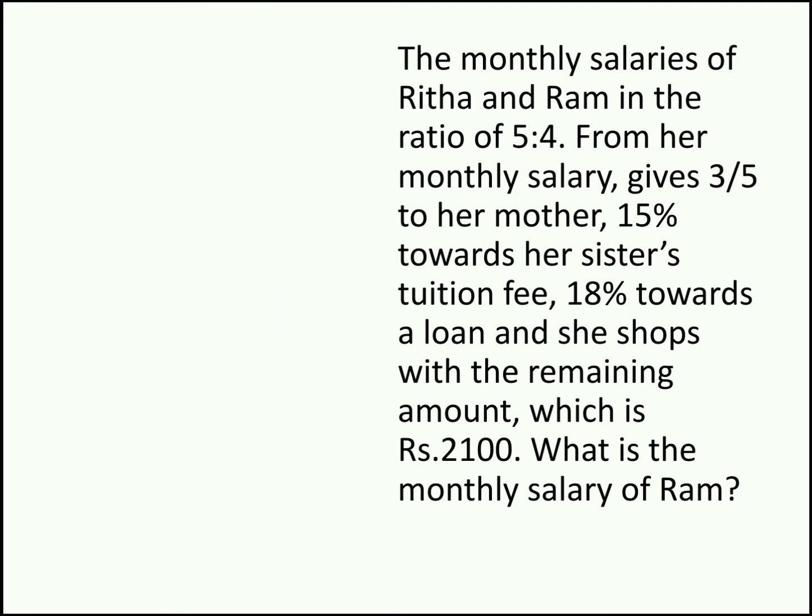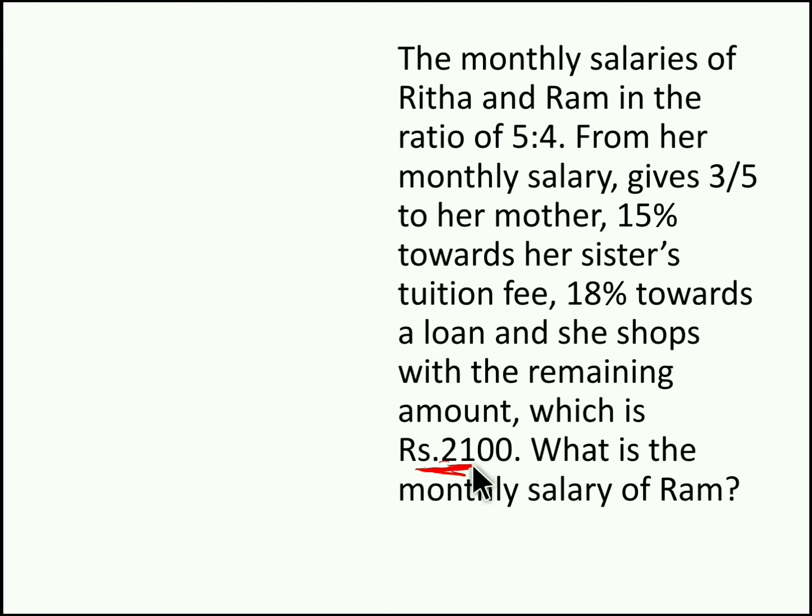The monthly salaries of Ritha and Ram are in the ratio 5:4. Ritha, from her monthly salary, gives 3/5 to her mother, 15% to her sister's tuition fee, 18% towards a loan, and she is left with the remaining amount, which is 2100. So the remaining amount is 2100. What is the monthly salary of Ram?